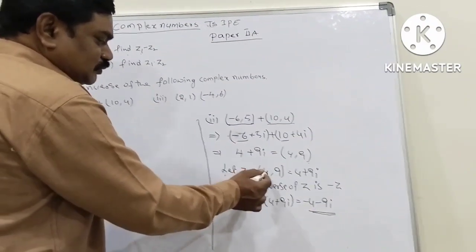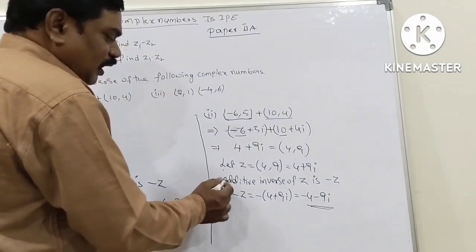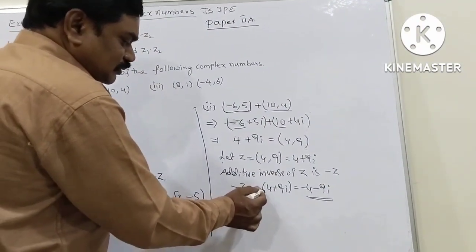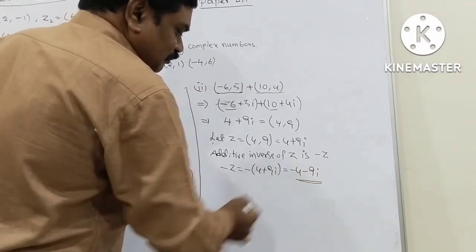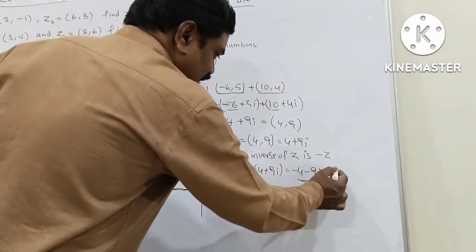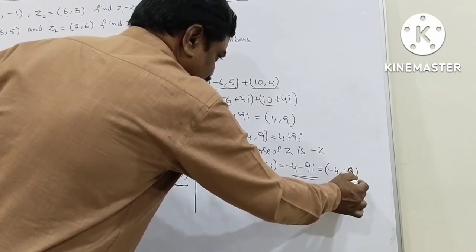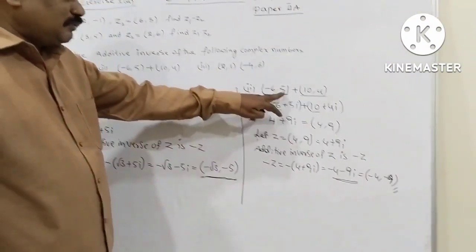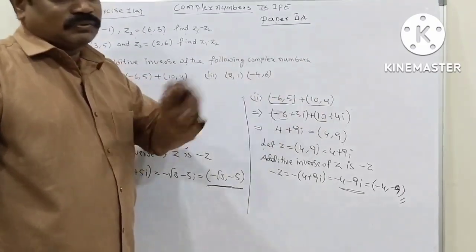Let z be equal to (4, 9). That is equal to 4 plus 9i. The additive inverse of z is minus z. Minus z is equal to minus of 4 plus 9i. This is minus 4 minus 9i, which can be written as (minus 4, minus 9). This is the additive inverse of the ordered pair (minus 6, 5) plus the ordered pair (10, 4).